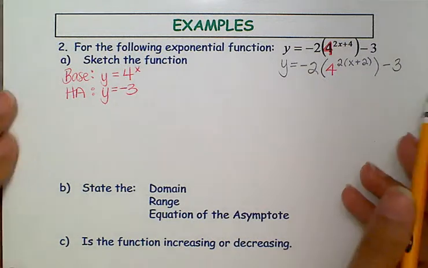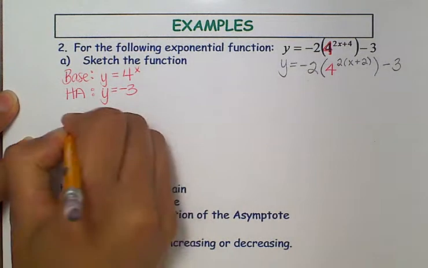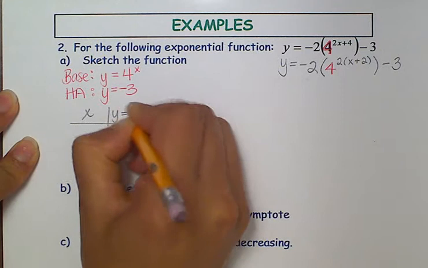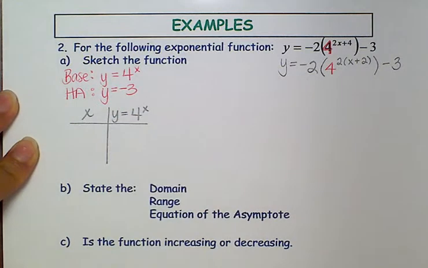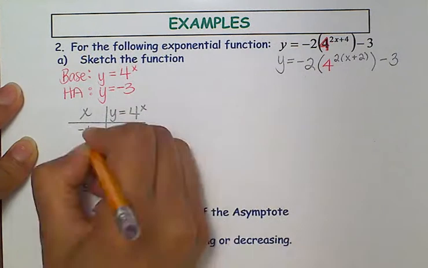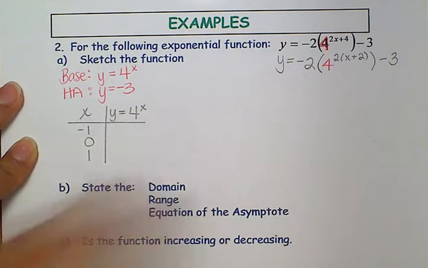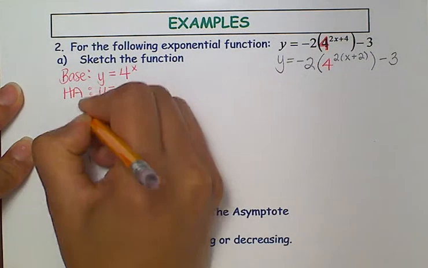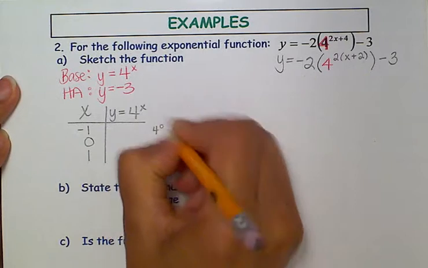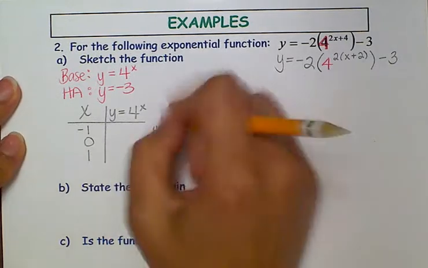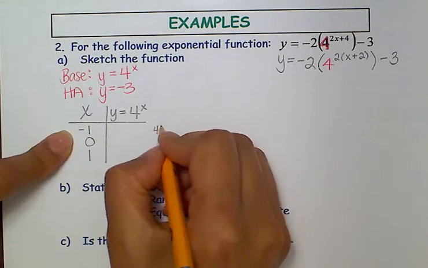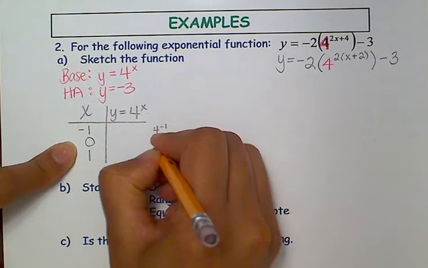Now I can come up with my key points. So x and y for y equals 4 to the exponent x. And the x values that I'm going to use again are a point to the left of the y-axis, a point on the y-axis, and then a point to the right of the y-axis. And in order to solve for these y values, I'm going to look at 4 to the exponent 0. Sorry, not 0. I apologize for that. 4 to the exponent negative 1. Then I'm going to look at 4 to the exponent 0, and then I'm going to look at 4 to the exponent 1.